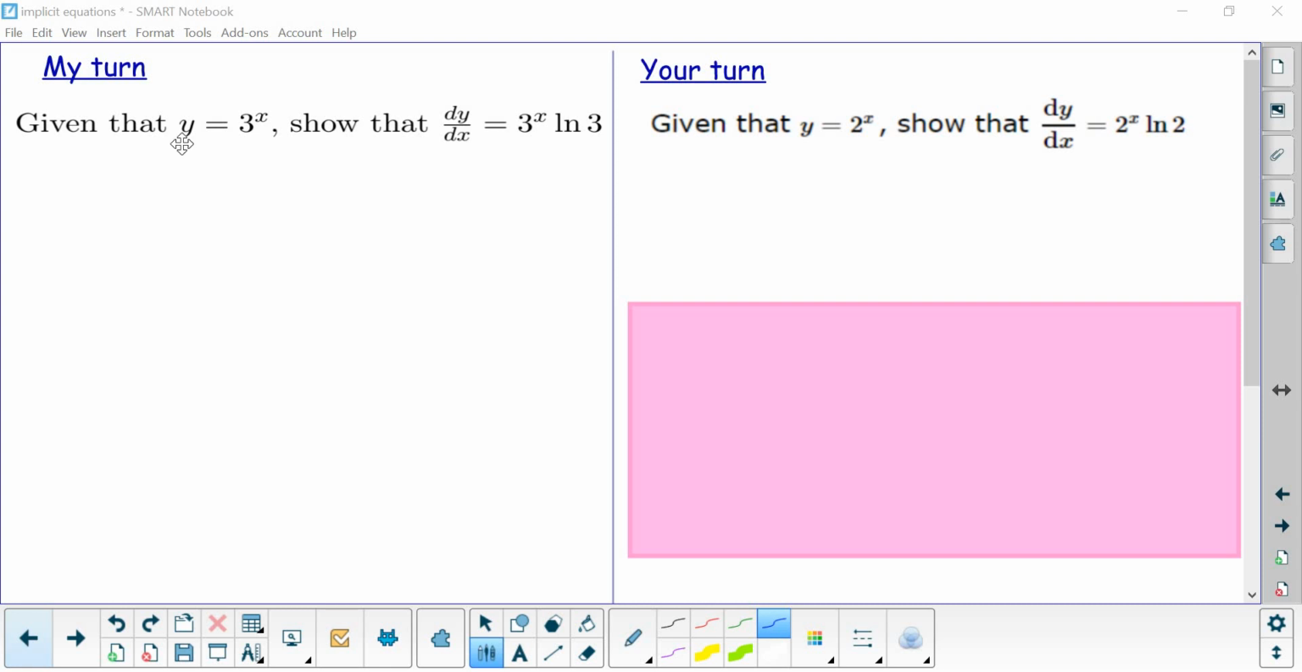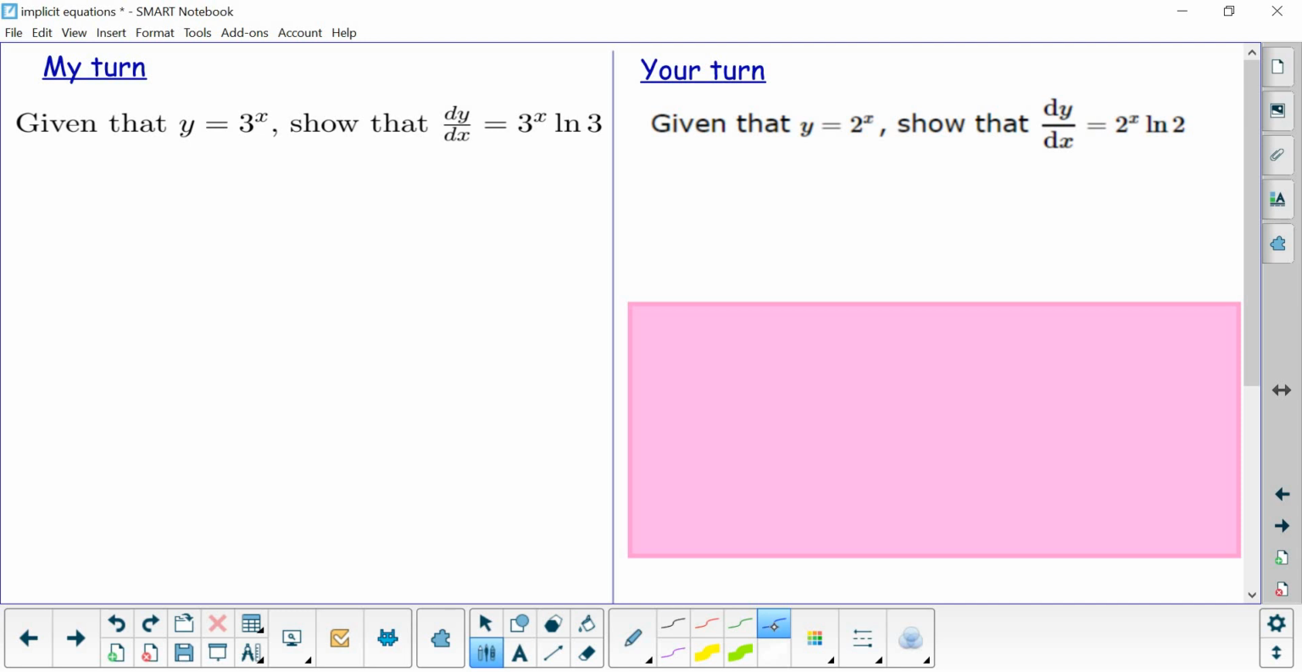Given that y is 3 to the power of x, show that dy by dx is 3 to the x natural log 3. The only exponential you know how to differentiate is e to the x, and you get e to the x, don't you? The clue is in the answer, it's got a natural log in there. So let's take natural logs of both sides first of all.